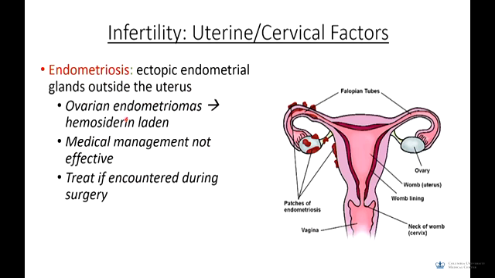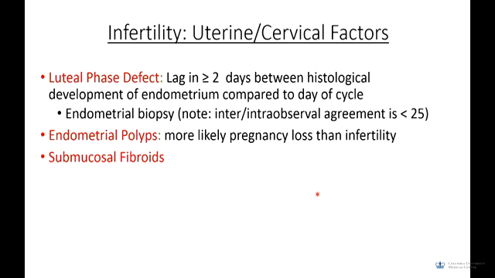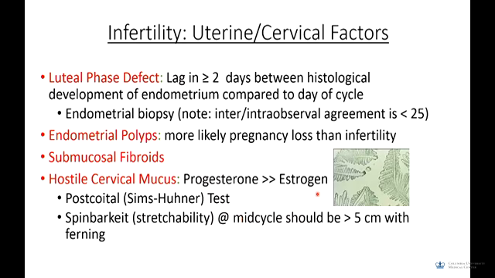And then endometriosis is another uterine or cervical factor, and that's when you have endometrial growth outside of where it's supposed to be, so that picture shows that here. And then this is a good picture, it's kind of testable, showing Müllerian abnormalities with a T-shaped uterus. And then here are some cervical factors. I think the big takeaway here is about the mucus, and thick mucus is a barrier toward sperm.